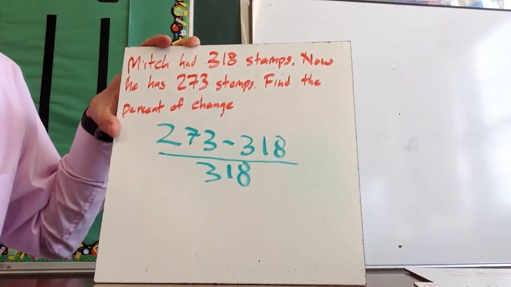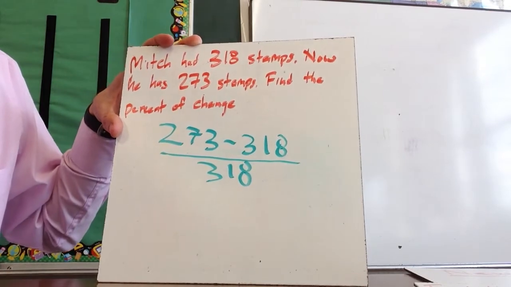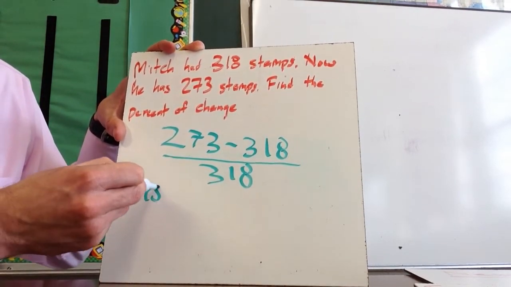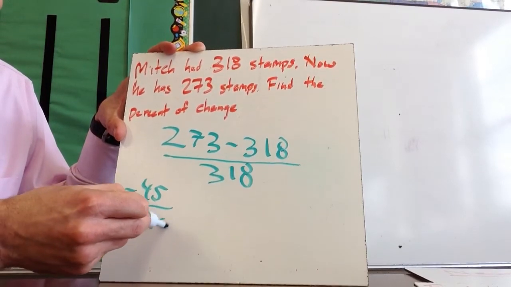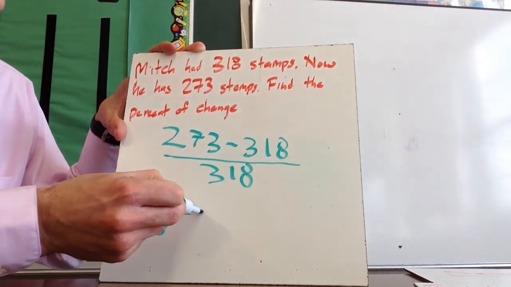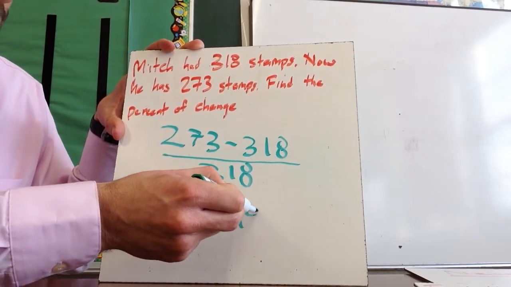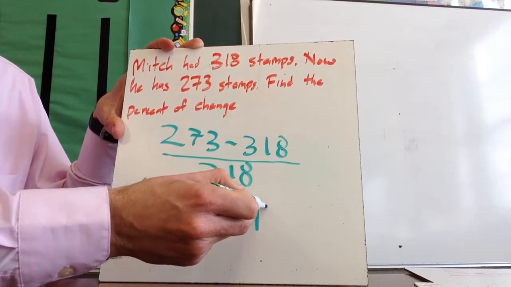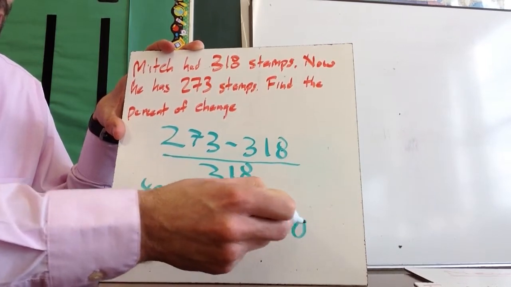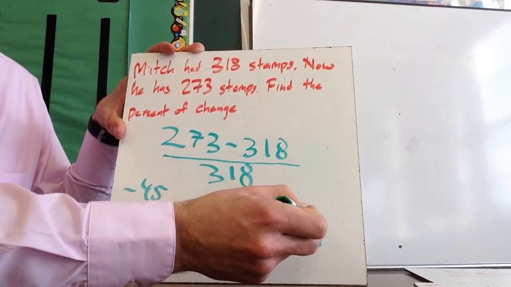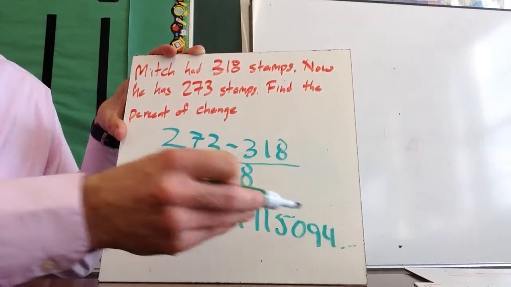So 273 minus 318 is negative 45. So this is negative 45 over 318. And this ends up becoming negative, and I type this into my calculator, 0.14150 and then dot dot dot. I guess it's 0.1415094. Let's go dot dot dot from there.